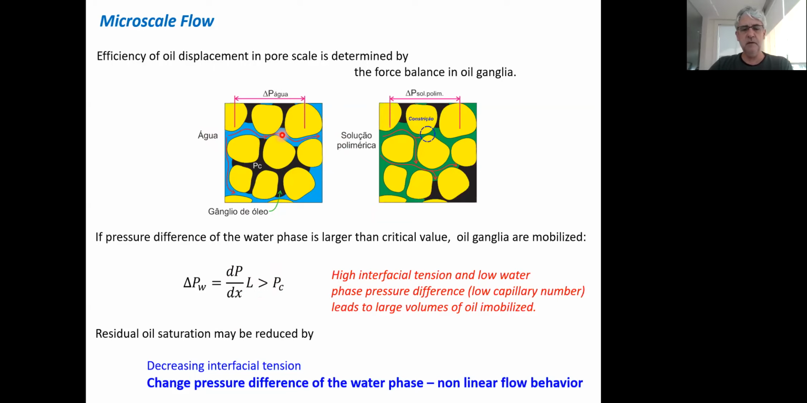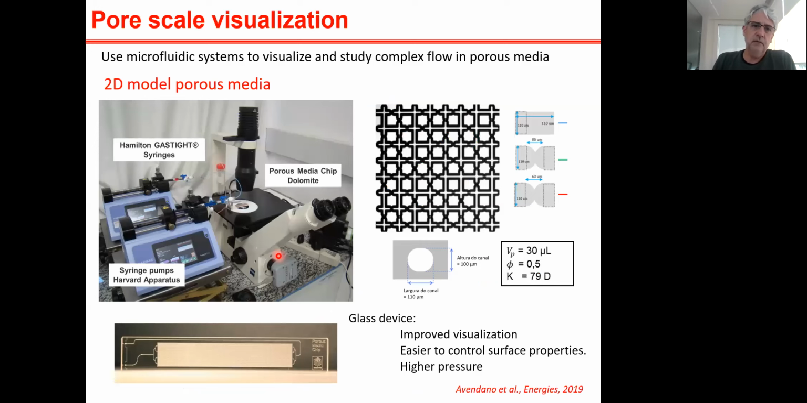And what I'm going to discuss in this presentation today is two works that we've done lately, in which we use complex fluids to try to control this pressure difference in the water phase and therefore mobilize trapped oil ganglia. So we use flow visualization in order to study these pore scale phenomena. And we use two different types of visualization. The first one is visualizing the flow in a two-dimensional model of a porous media. The one that I'm going to be discussing here, we presented in a recent paper last year.